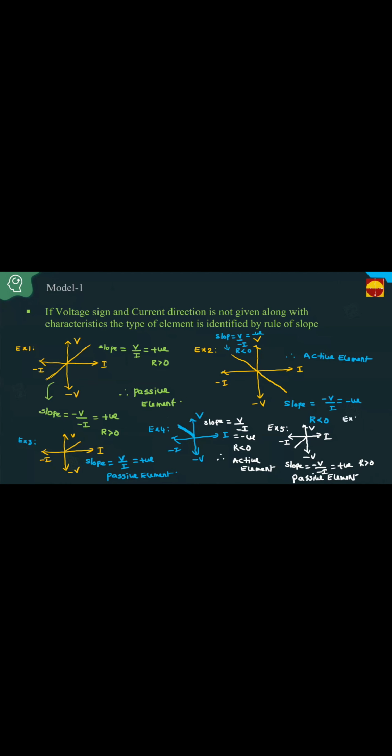One more example, Example 6. If the characteristics are given like this, this is V, this is minus V, this is I, this is minus I. What is the slope? The slope is negative. Which element? Active element. That is, if the characteristics are given, you find the slope. If the slope is positive, then it is a passive element. If the slope is negative, then it is an active element.